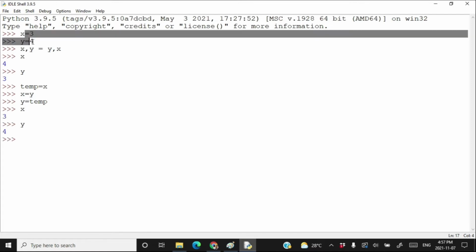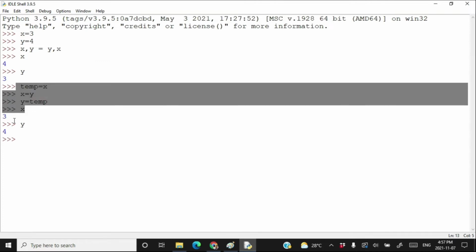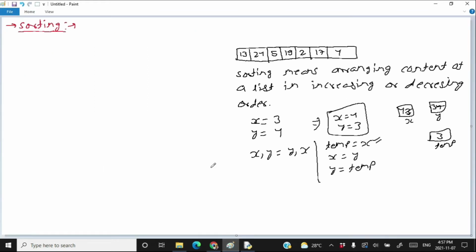So initially it was 3, 4. When I exchanged their values using this method, it became 4 and 3. I again exchanged their values by using this method, and they became 3 and 4. So hopefully you are getting it. Now coming to our discussion, that we have to sort a list.